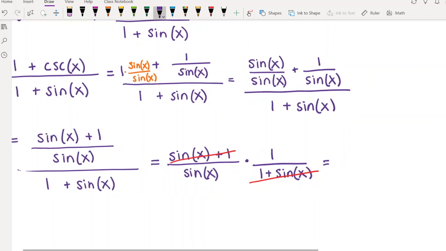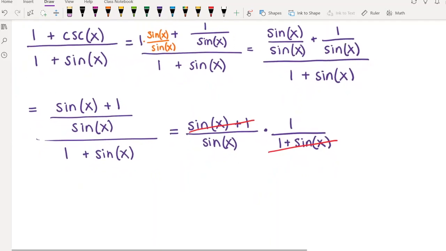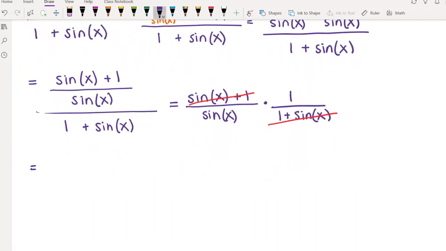So then if you multiply these two together, maybe let me go to the next line so this doesn't go off the page. You're left with 1 over sine of x, which is cosecant of x.